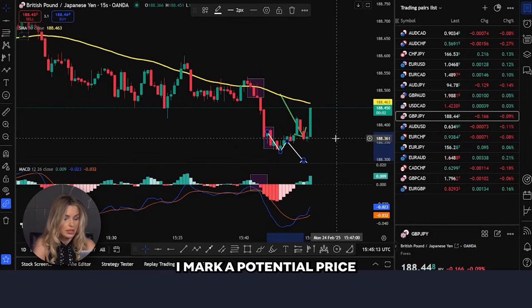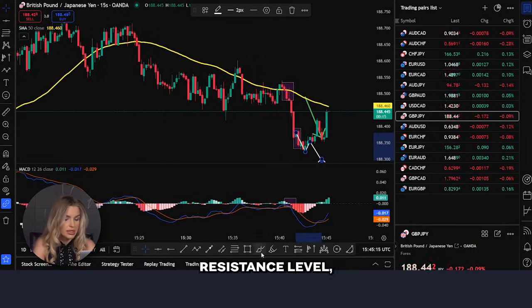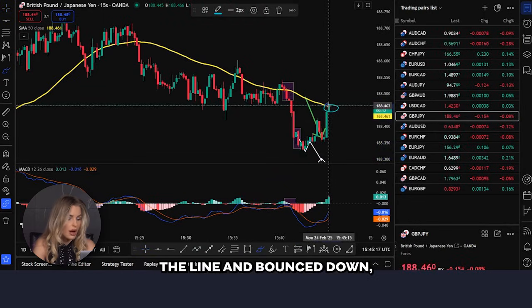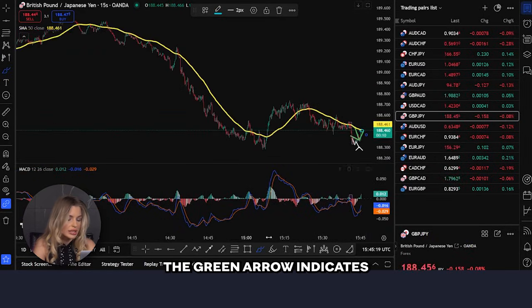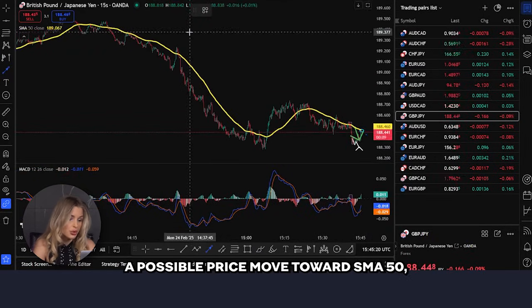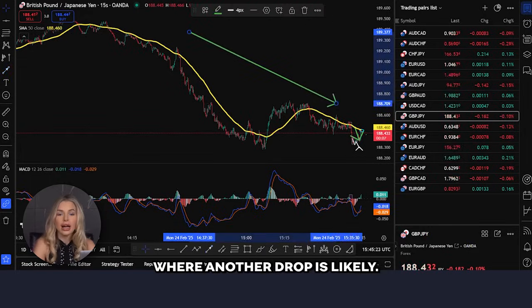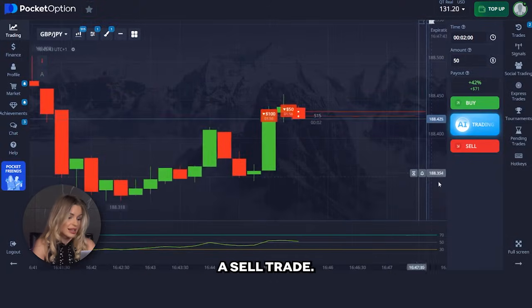I mark a potential price pullback zone to SMA. This is a key resistance level where the price previously tested the line and bounced down, confirming the trend. The green arrow indicates a possible price move toward SMA 50, where another drop is likely. I double my investment and enter a sell trade.